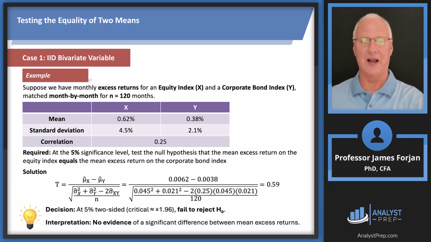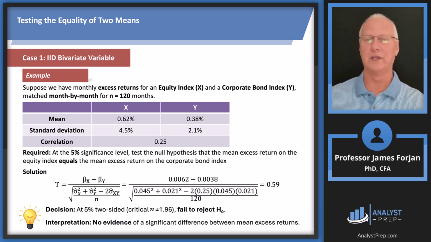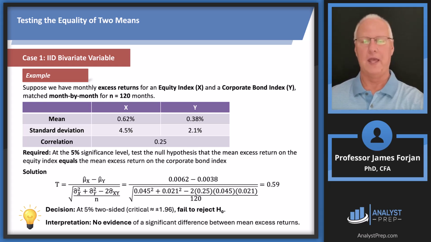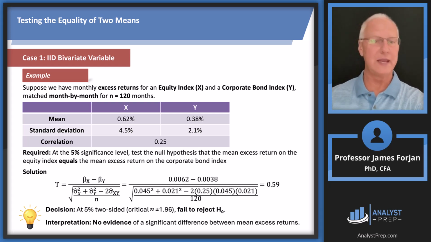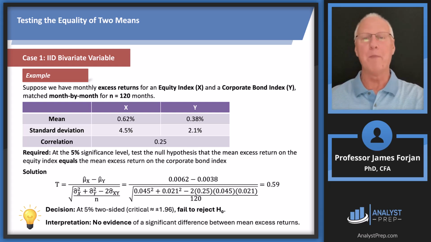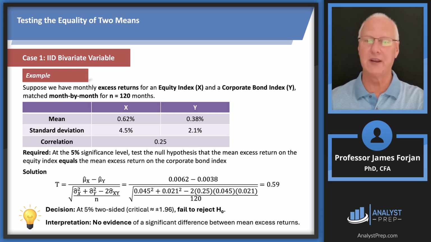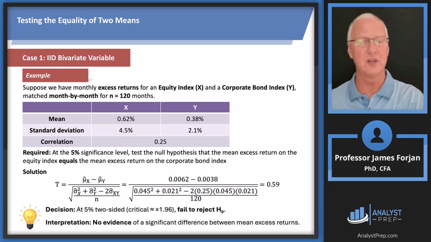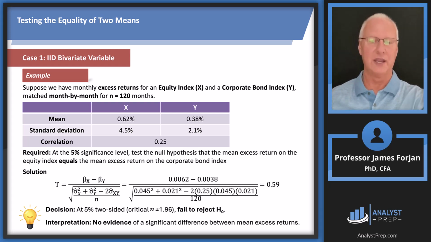So we get 0.59. So imagine that 0.59. That is less than 1.96, so we're going to fail to reject the null hypothesis. And we're going to say, you know what, these mean excess returns, even though 6.2 is different than 3.8, mathematically 6.2 is different than 3.8, but statistically, based on the standard deviations and their correlation coefficient, they are not. Interpretation: no evidence of significant difference.